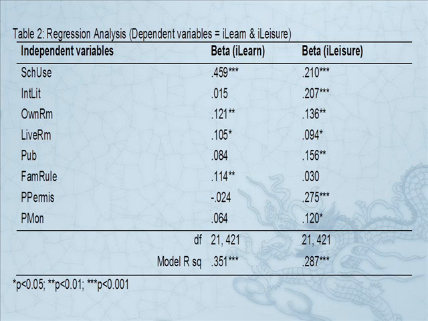Similarly, the results of regression analysis also indicate that students' use of ICT for leisure activities at home is significantly related to the following variables in proper order: parental permission, students' use of ICT in school, students' internet literacy, students using ICT in public areas, students' use of computer in their own room at home, parental monitoring, and use of computer in living room at home.